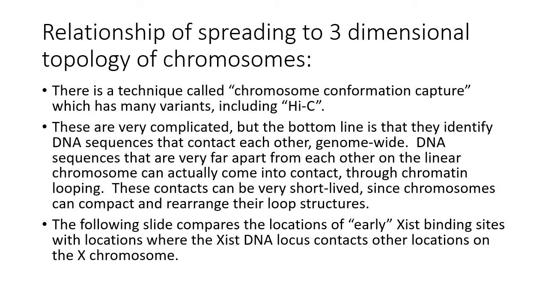Okay, so we're not going to describe the chromosome conformation capture technique. It's called Hi-C. But what it basically does is identify what DNA sequences are near each other or can contact each other in the genome. So the idea is that DNA sequences that are very far apart from each other on the linear chromosome can actually come into contact through chromatin looping and other mechanisms. And this is a very dynamic process, so the chromosomes can compact and rearrange their loop structures. So we're going to compare the results of early Xist binding sites with locations that the Xist DNA locus actually contacts during the time of the experiment.